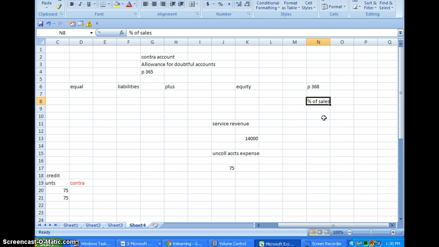So what happens is whenever you sell something, you are going to figure out that some of the money is not going to come in. So if you look at page 368, we're going to look at the percent of sales or percent of revenue method. And this is what happens when you sell something on credit, you just automatically determine that 1%, 2%, or 5% of the money is never going to come in.